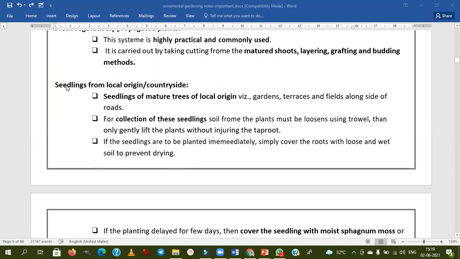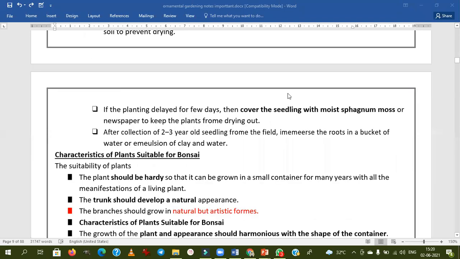If we select seedlings of local or countryside origin, the seedlings of mature trees of local origin are selected. For the collection of these seedlings, the soil around the plant should be loosened using a trowel or any other instrument to uplift the plant without injuring the taproot. Then we should cover the seedling with moist sphagnum moss.